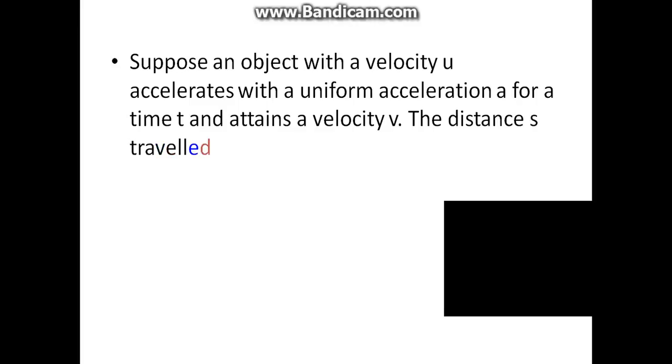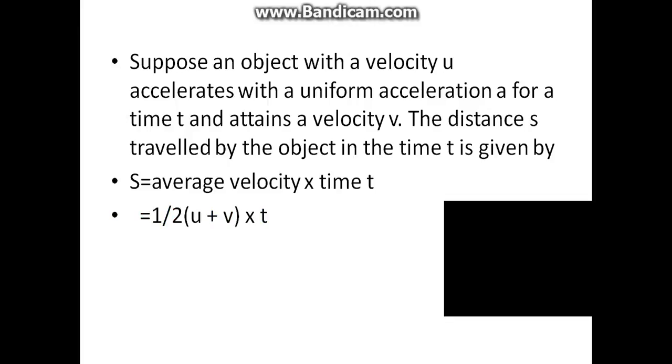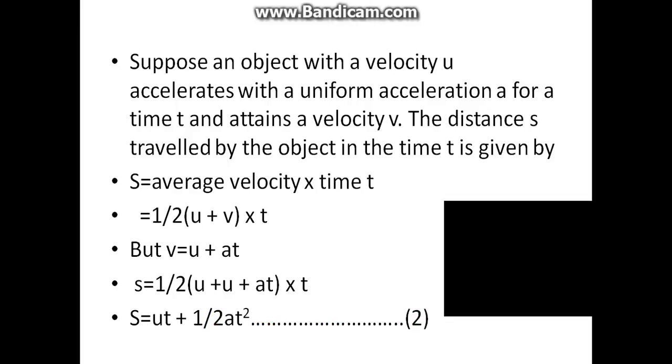Suppose an object with a velocity u accelerates with a uniform acceleration a for a time t and attains a velocity v. The distance s traveled by the object in the time t is given by s equal to average velocity times time t, which is equal to half (u plus v) times t, but v is equal to u plus at. So s is equal to half (u plus at) times t. Therefore, s is equal to ut plus half at squared, equation 2.